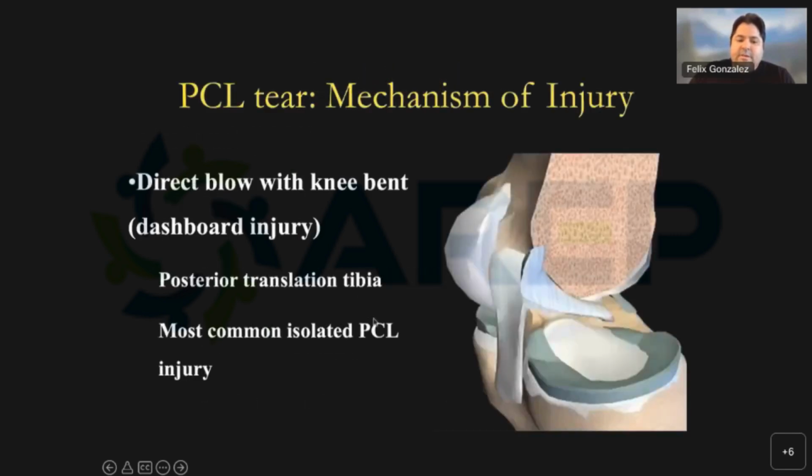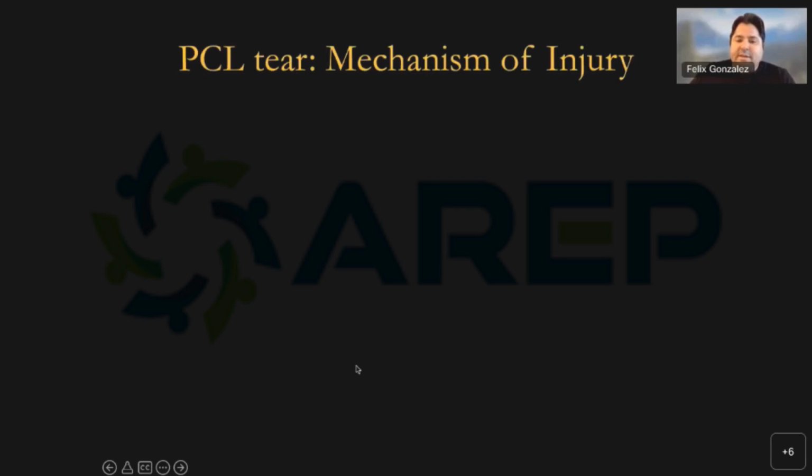So the way it works is basically you get a direct blow to the knee where the knee is slightly bent. It's classically called a dashboard injury. You get posterior translation of the tibia, and this is the most common type of injury that affects the PCL.